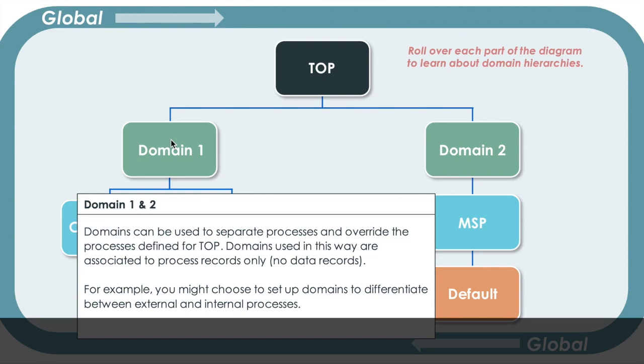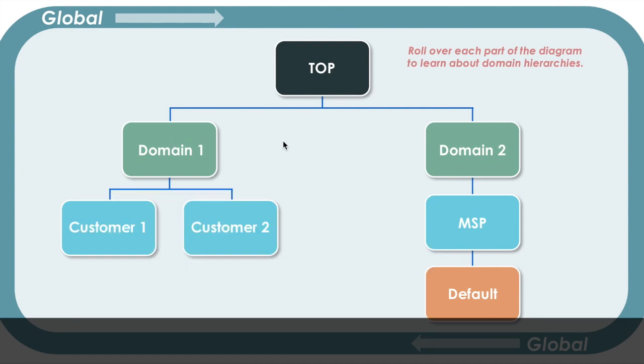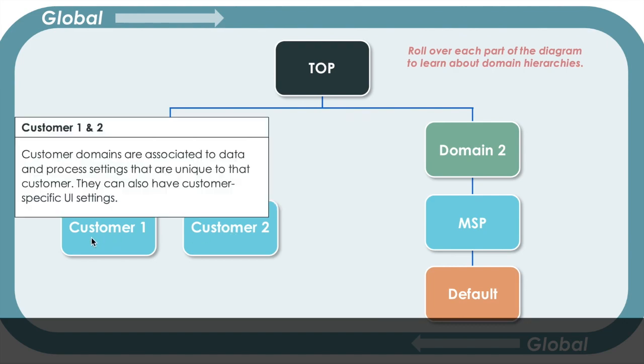Domains used in this way are associated with process records only, not data records. For example, you might choose to set up a domain to differentiate between external and internal processes. Let's say you have an internal process and an external process in your service catalog. Within that, you can separate them within one instance. Let's go ahead and see what you have here on customer 1 and customer 2. Like I said, in customer 1, for example, you can have your customer 1 domain associated with given data and process as well.